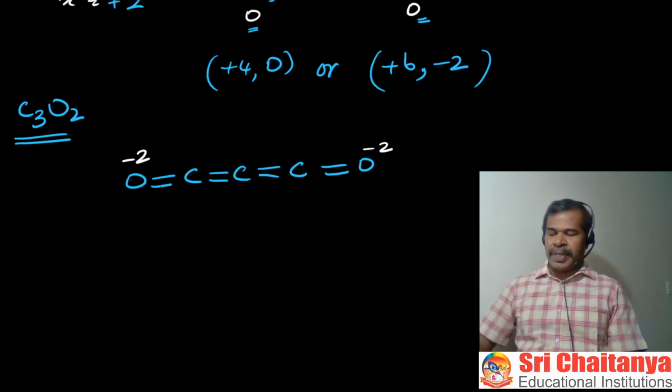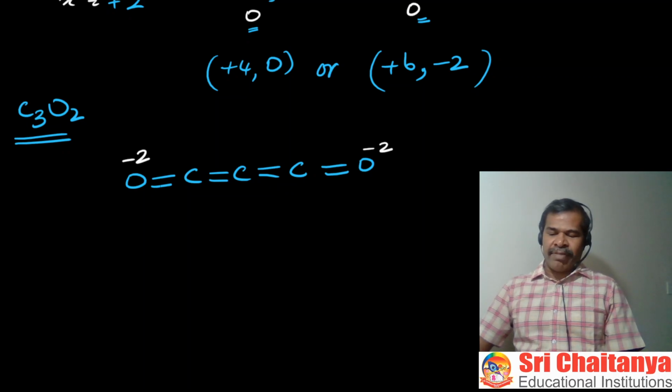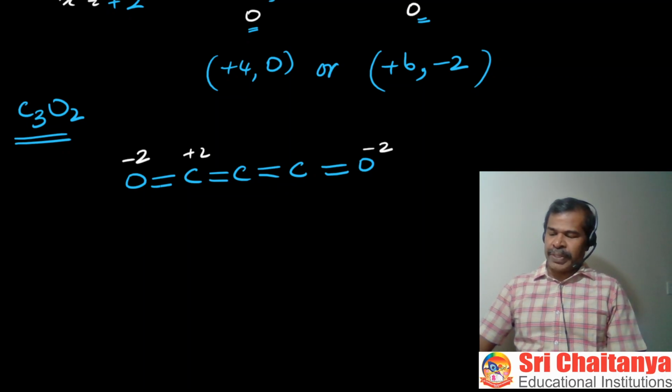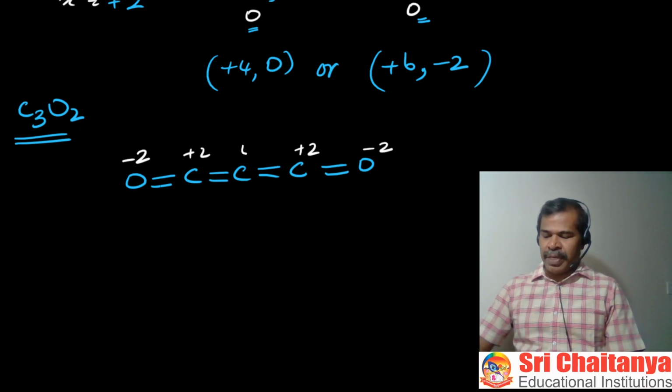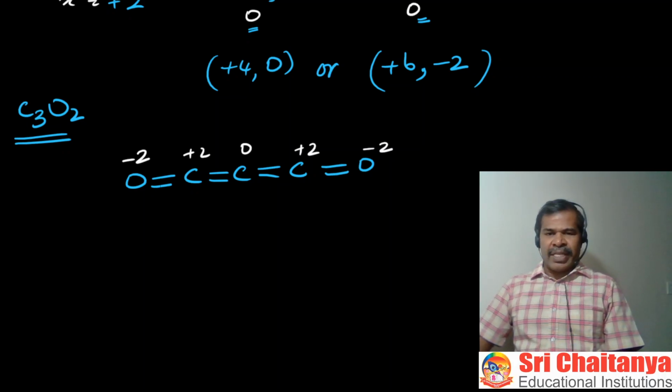What about the carbon? So this particular carbon will have +2 oxidation state because of oxygen, +2, and this will be also +2. What about the middle C? So this will be 0. So the carbon atom is in 0 oxidation state as well as +2 and +2. I hope you are getting that 0 for the middle carbon, because this C is connected to another C.